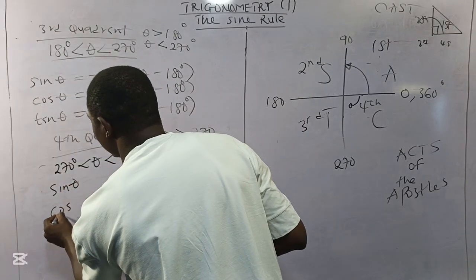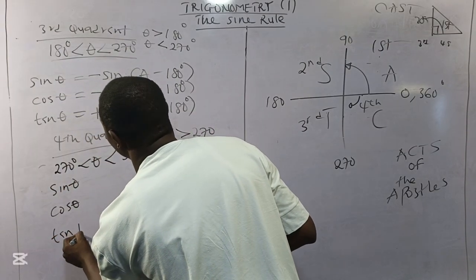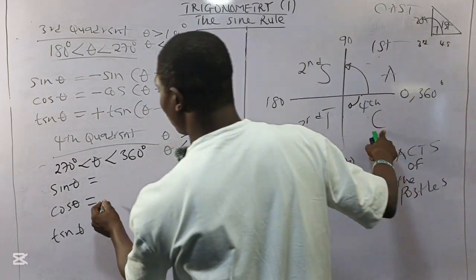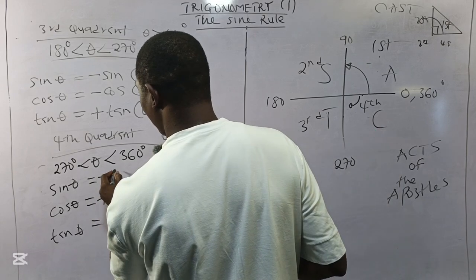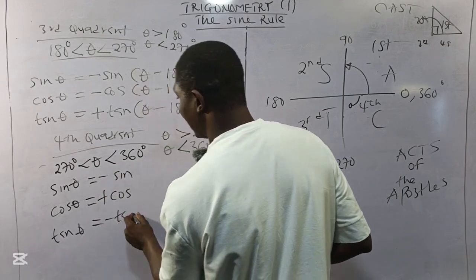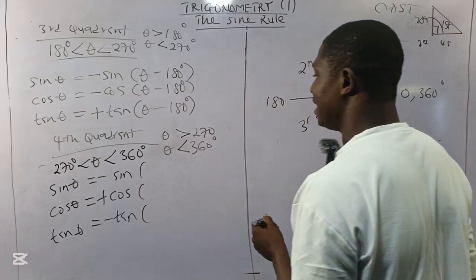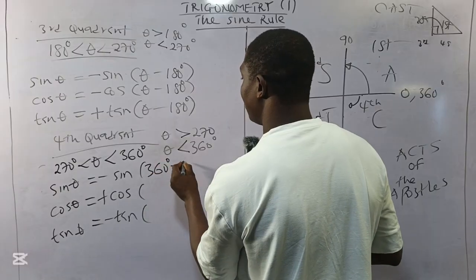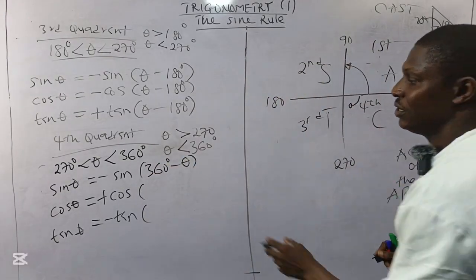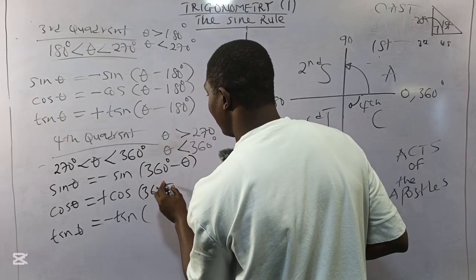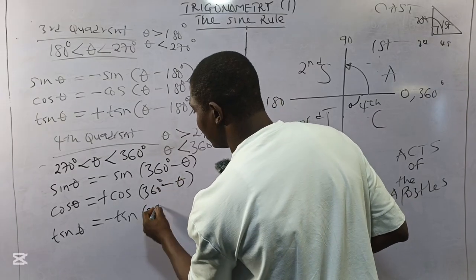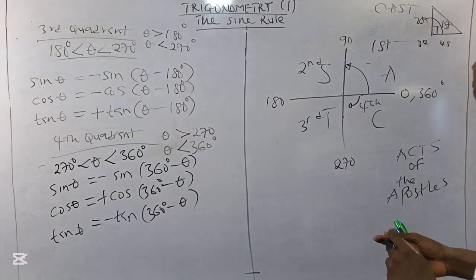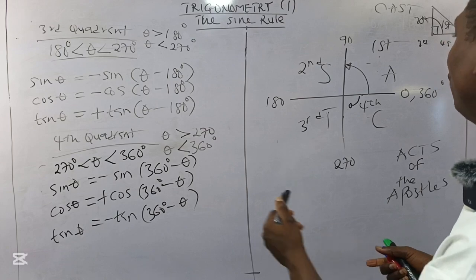Now we have sine theta, cos theta, and tan theta. The only thing positive there is cos, that's why cos is showing. So we have plus cos, minus sine, and minus tan in brackets. What we are using here is 360 because theta must be greater than 270. So we have 360 degrees minus theta, 360 degrees again minus theta, and 360 degrees minus theta. So this is the relationship of sine, cosine, and tangent from the first to the fourth quadrant.